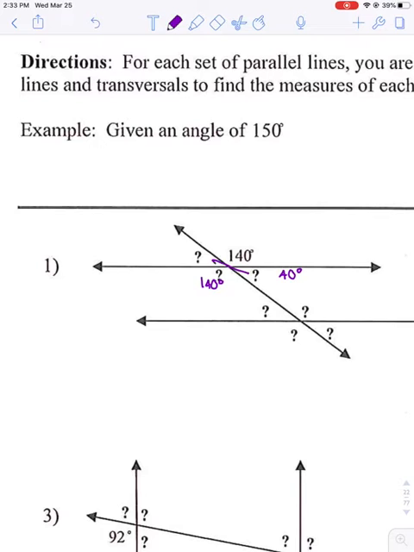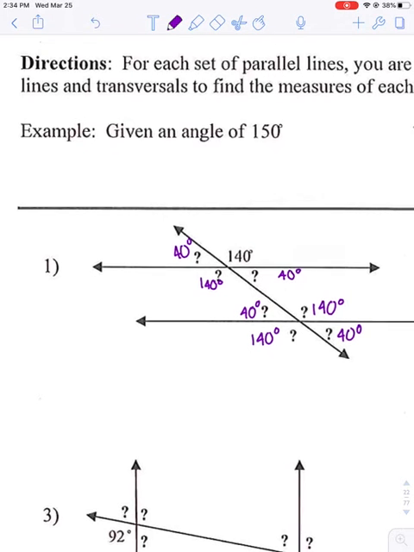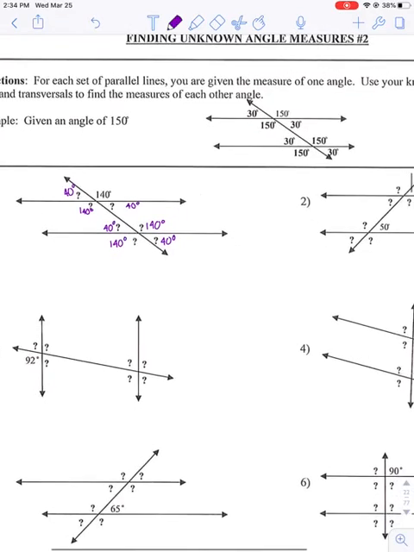To get the remaining angle, maybe I'll use this vertical relationship here and say that this is 40 degrees too. Or I could have used a supplementary relationship. I have my top cluster filled out. Once you have your top cluster filled out, you could just copy it to the bottom cluster. So upper left-hand corner is 40 degrees. Bottom left-hand corner is 140. Top right hand is 140. Bottom right hand is 40 degrees.